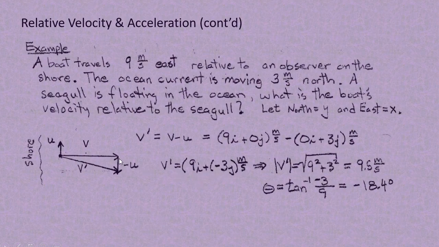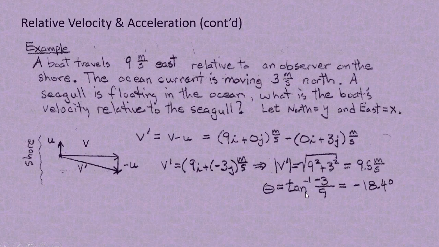Now, if we look at it visually, we're subtracting the u vector, so that means we have to flip its direction. So this is that visual vector addition, and it leaves us with a vector v prime. Mathematically, this is it in unit notation, and if we want to find the magnitude of that velocity vector, we use the modified Pythagorean theorem, and we find that from the seagull's perspective, the boat's moving faster, 9.5 meters per second compared to the 9 meters per second for the stationary observer on shore.